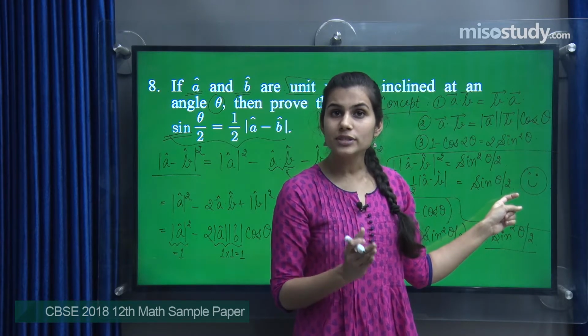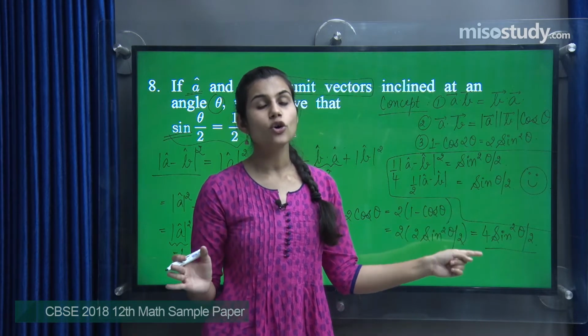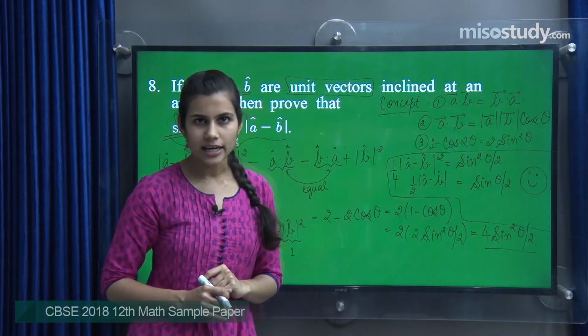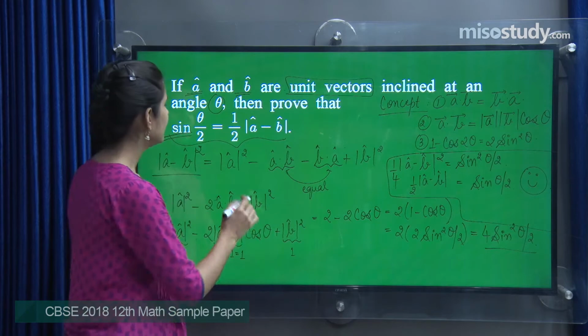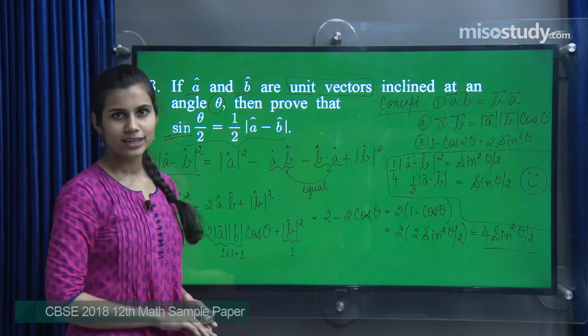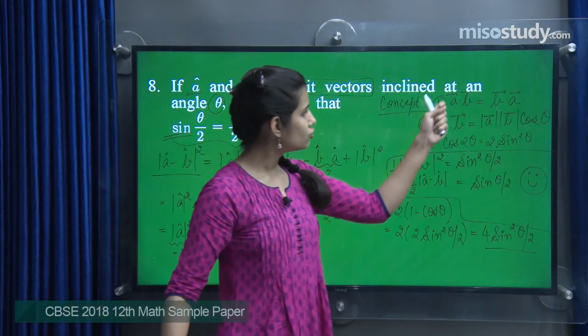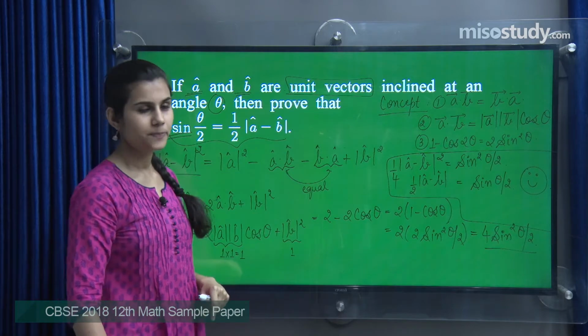That means theta by 2 is an angle in the first quadrant. And in the first quadrant, the sine ratio is always positive. That is why there is no negative sign. You take the square root, and you get directly the expression which you wished to prove. That is how this question is supposed to be dealt with. Just these three concepts and you are going to sail through this entire question.